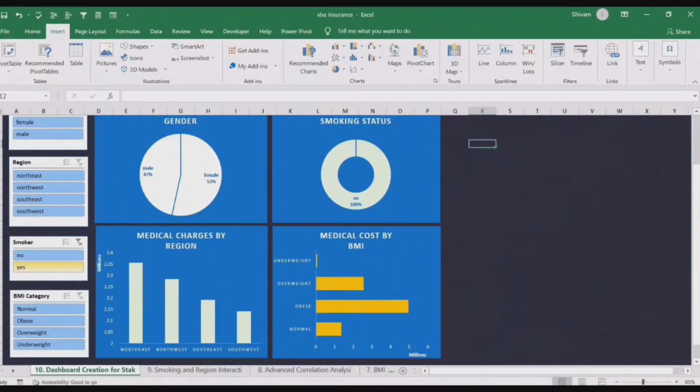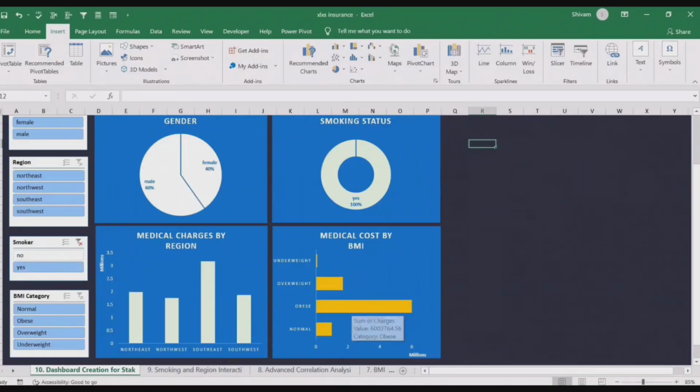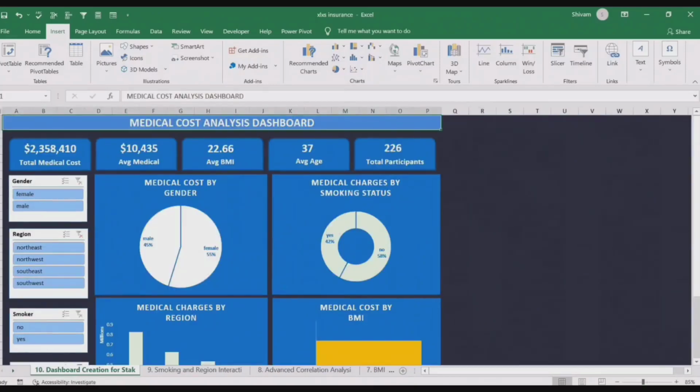If I want to know the smokers' BMI category, I can also see that smokers usually are obese and their medical charges also increase compared to non-smokers. So this is the dashboard.